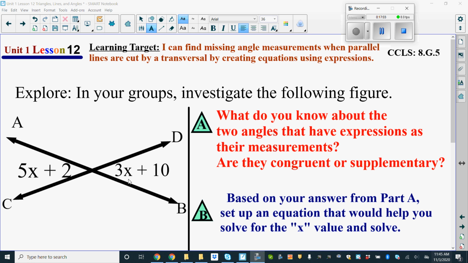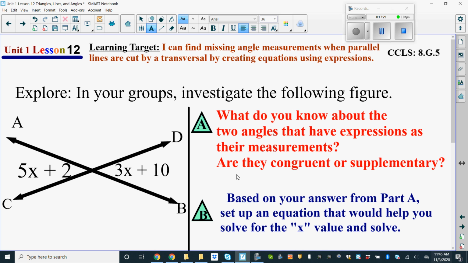So when you are given expressions, you are going to have to create an equation first that will help you solve for x. Then when you solve for x, you are going to take that value that you just solved for and substitute it in to then solve for the actual angle measurement. So this is more multi-step. It's not just doing a subtraction of 180 anymore, because now you have to solve for x, then substitute in to solve for this angle.